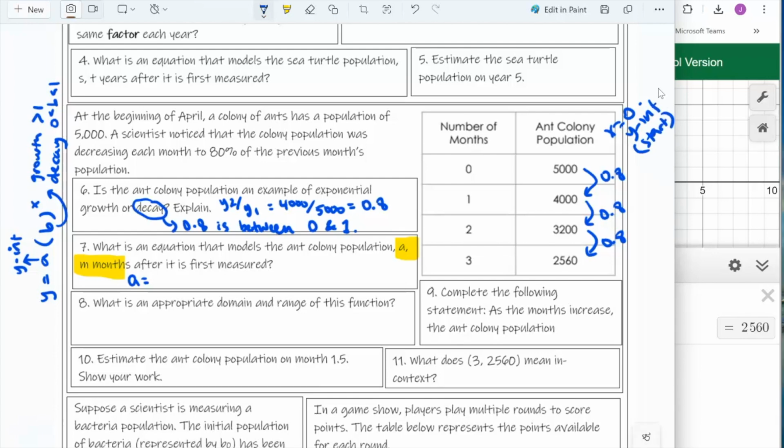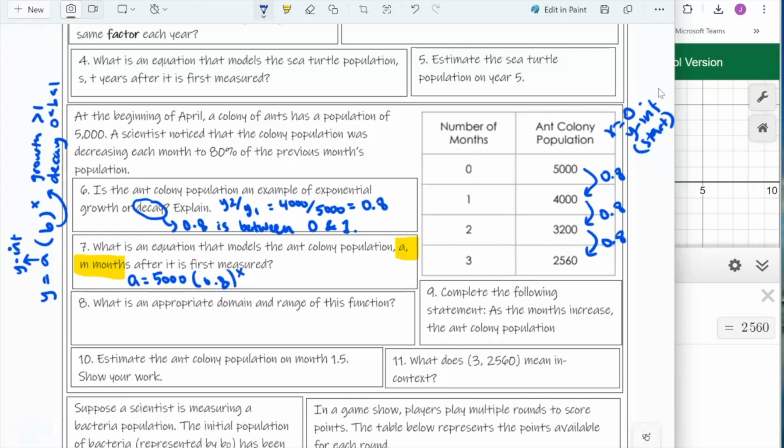All right, by the time we finish all these videos, you should really know this inside and out. So my start is where x equals 0, which is what? 5,000. So this is 5,000. My b, how am I growing each time? So multiplying by 0.8. And then my time, did they tell me what to use? So I'm going to use x. All right, so that's my equation for my exponential decay.